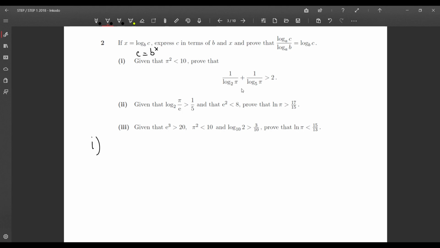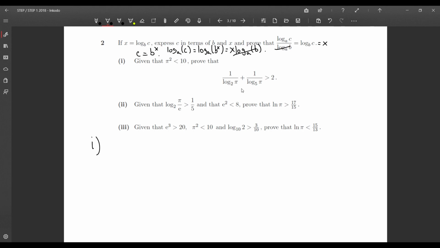So we want to show that. So this is x, right? Then log base a of c is going to be log base a of b to the x, which is going to be x times log base a of b, right? Because you can take powers out of logarithms. So when you divide by log a of b, they're going to cancel out and you get x. So that's going to be the proof for that part.